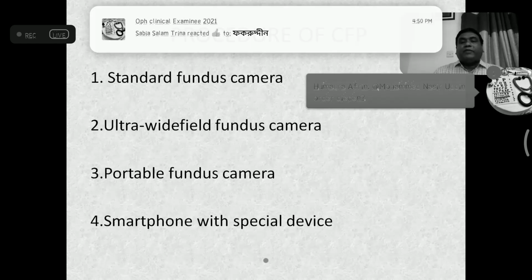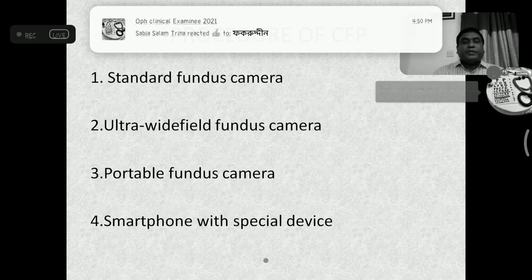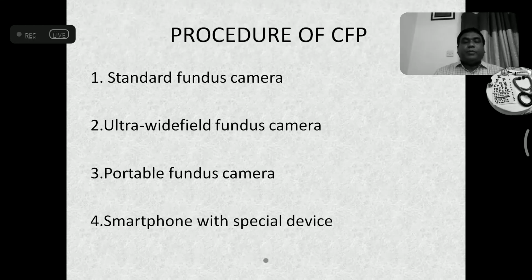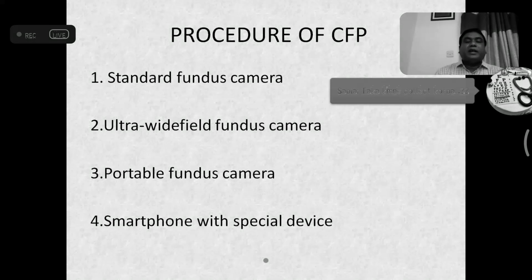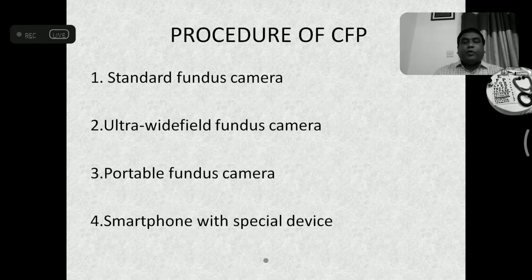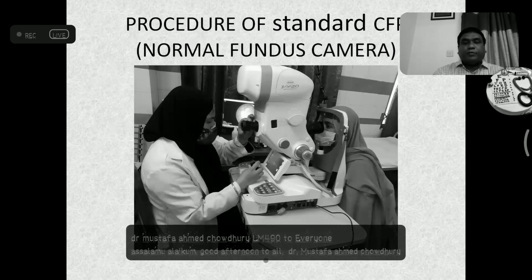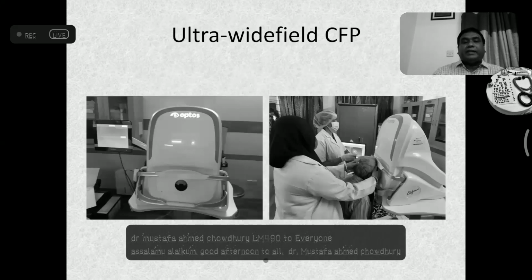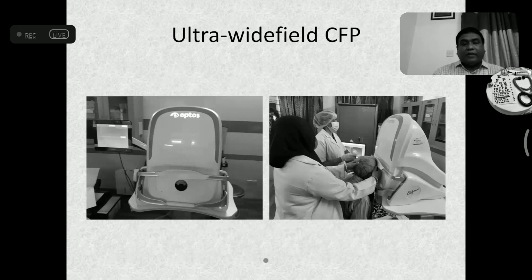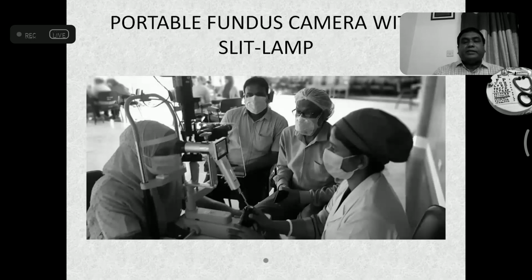Now, the procedure of color fundus photography. There are many procedures of color fundus photography, but we commonly use the standard fundus camera. And there are other procedures, that is, ultra wide field fundus camera, portable fundus camera, and smartphone with a special device. This is the picture of the standard color fundus camera we commonly use in color fundus photography. This is the latest ultra wide field color fundus photography, and this is a portable fundus camera with the slit lamp.